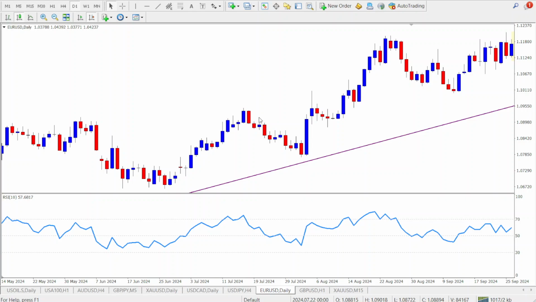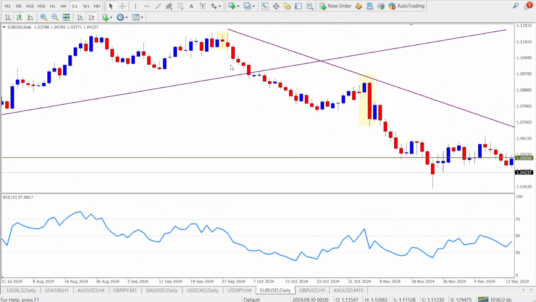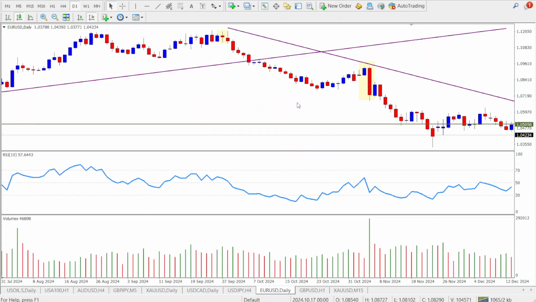Now, volume is like the fuel behind price movement. A sudden spike in volume at a key level can signal a potential reversal. Why? Because it shows that big players are stepping in to push the market in the opposite direction. All right. So because of that, you can add the volumes indicator to your chart if you want to watch out for volume spikes. Okay.